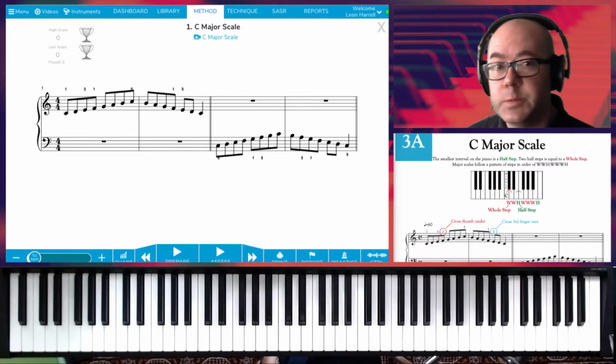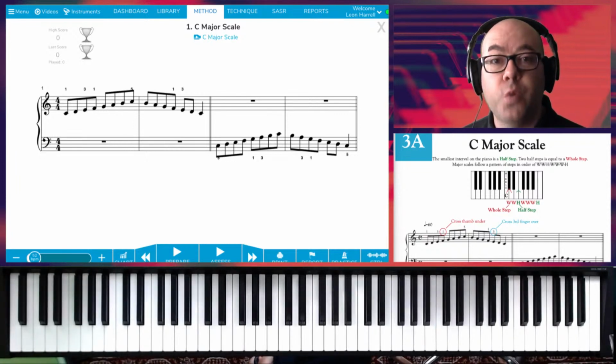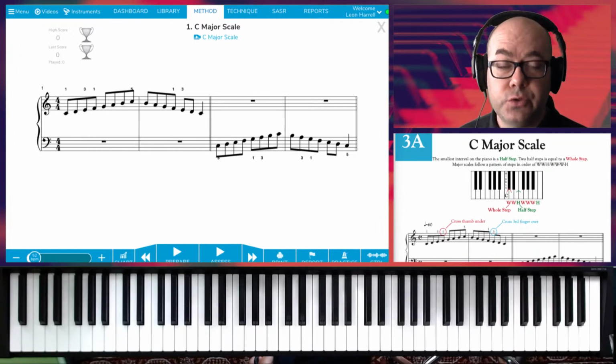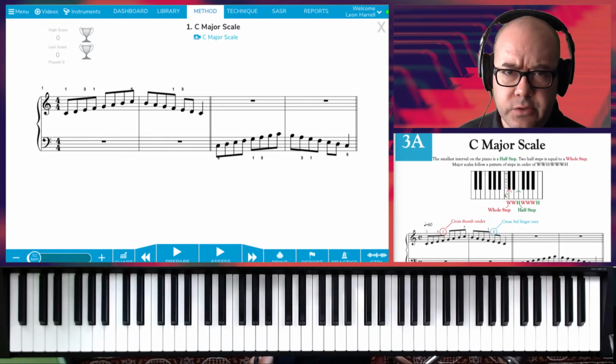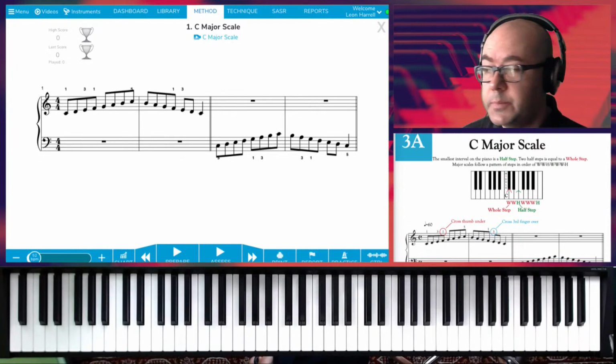Knowing the difference between a whole step and a half step is crucial to understanding how to build the formula for the C major scale and other scales. Other scales use these combinations of half steps and whole steps. Once in a while you'll have an augmented third in a scale. Looking at the method book here, they show us the formula is 2 whole steps, a half step, 3 whole steps, and a half step.